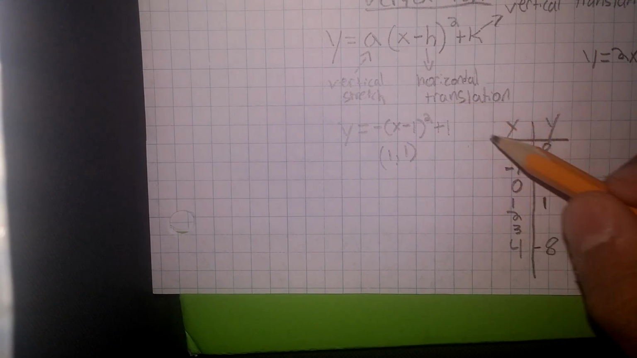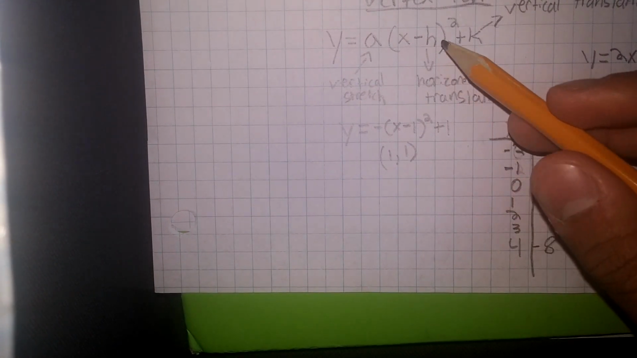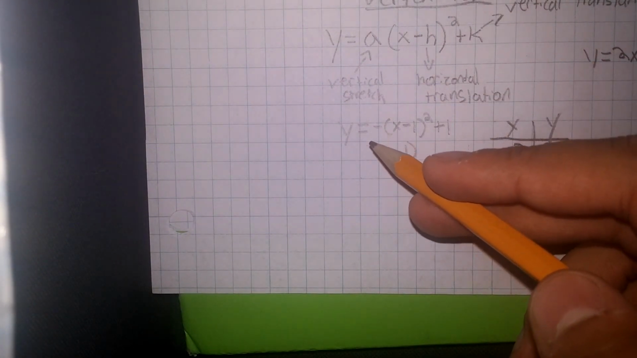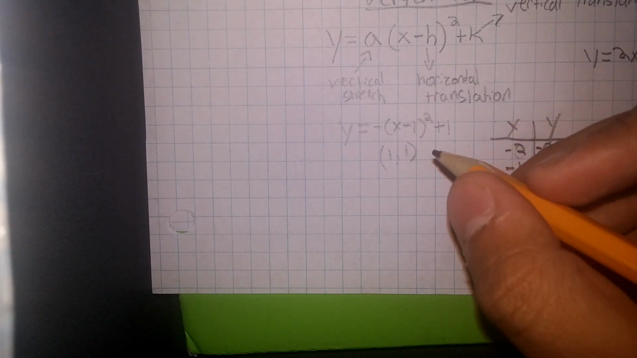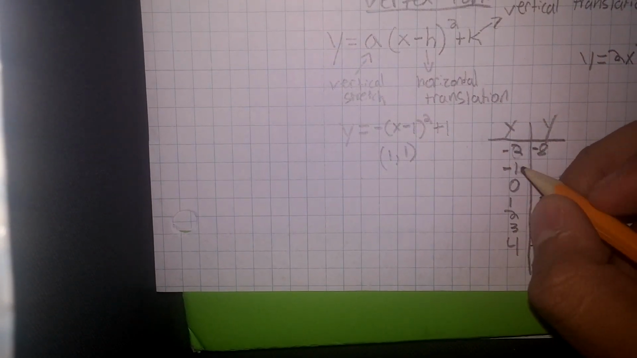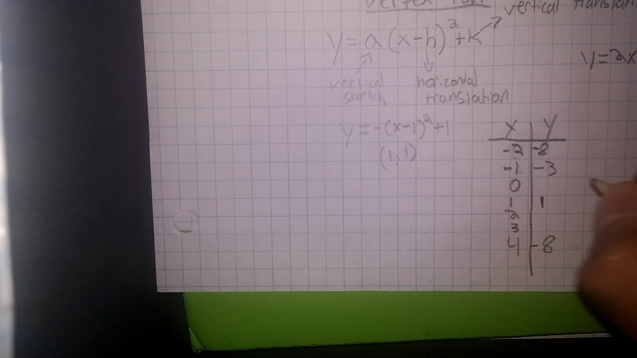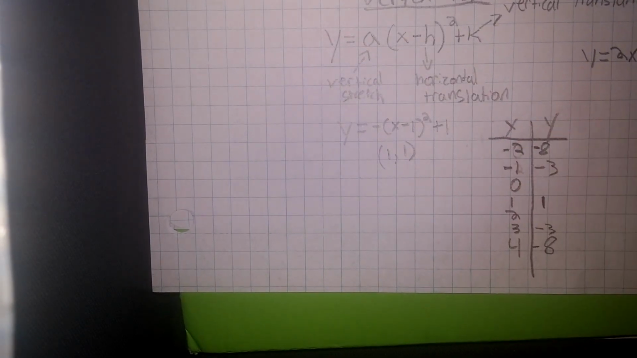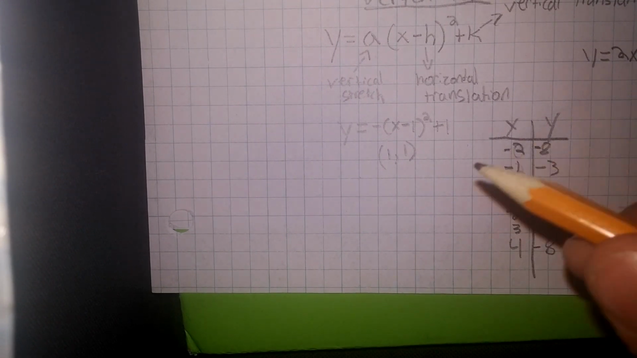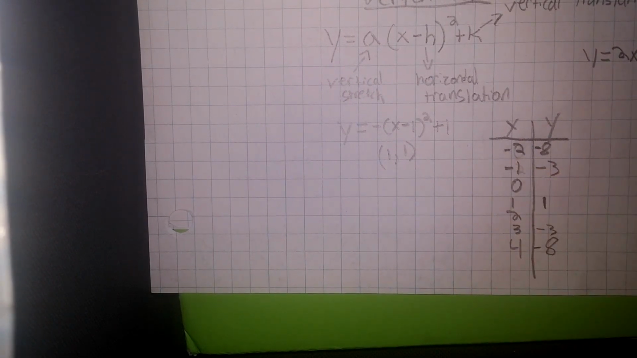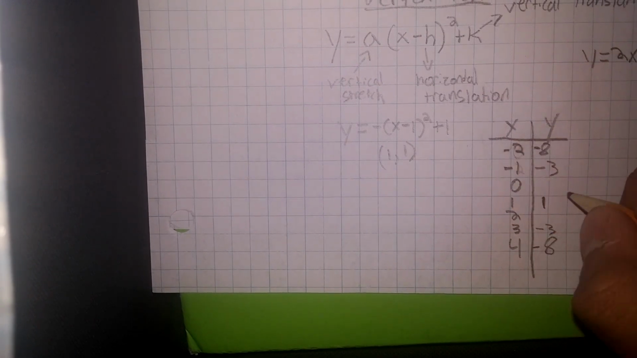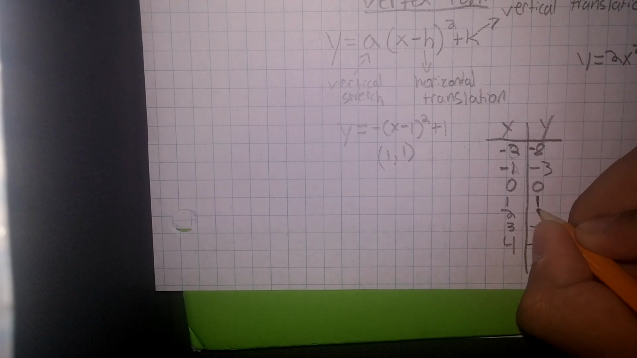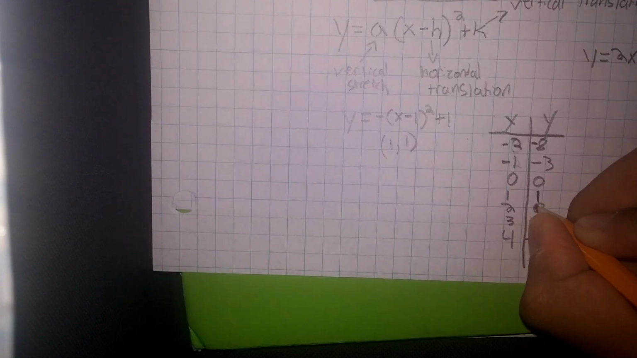Where was I? Negative 1 minus 1 would be negative 2 squared, which would be positive 4. Positive 4 times negative 1 would be negative 4. Plus 1 would be negative 3. Go ahead and write that over there. And then 0 minus 1 is obviously negative 1. Square that, 1. 1 times negative 1 is going to be negative 1. Plus 1 will be 0. And then 2, right there, would be 0, 2.